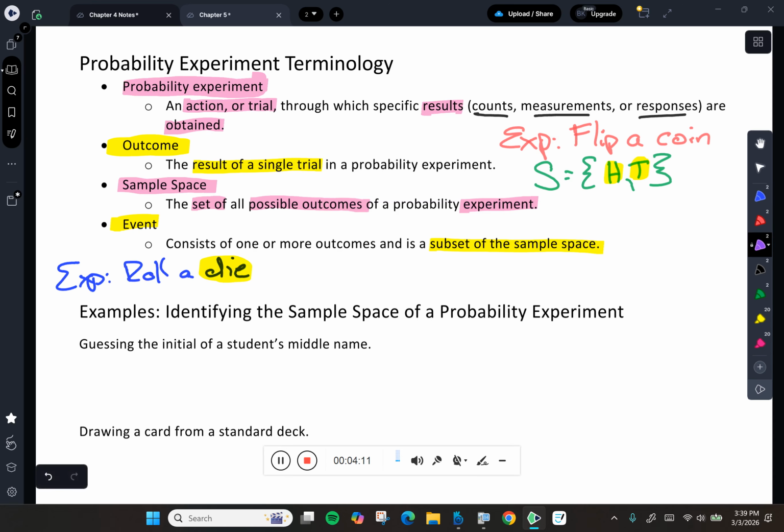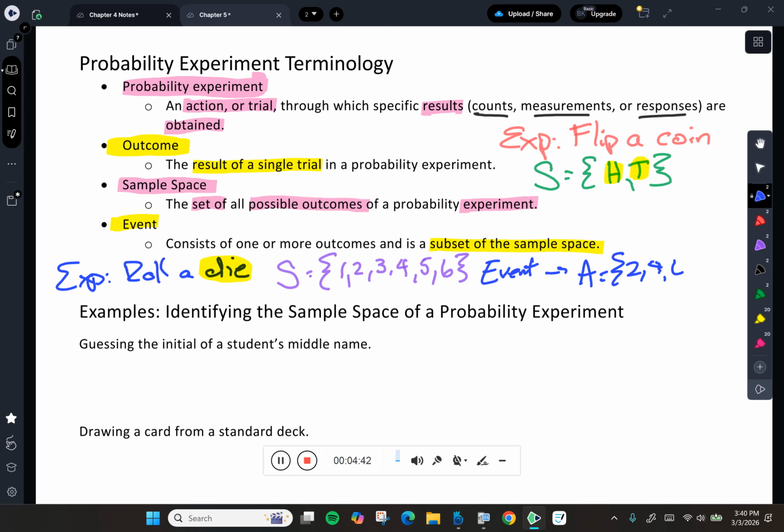Our sample space for this experiment would be 1, 2, 3, 4, 5, and 6. Our sample space is the list of everything that could happen if we roll a die. An event is a subset of a sample space. So an event could be something like A could be the event {2, 4, 6}. Or in words, you rolled an even number.